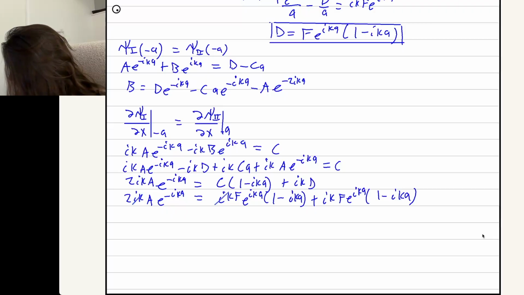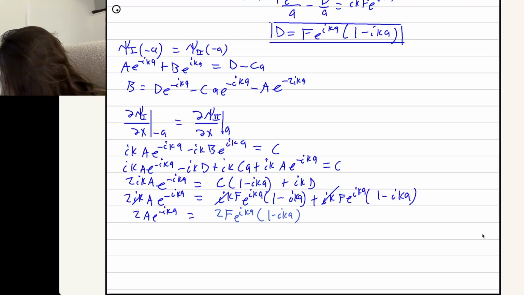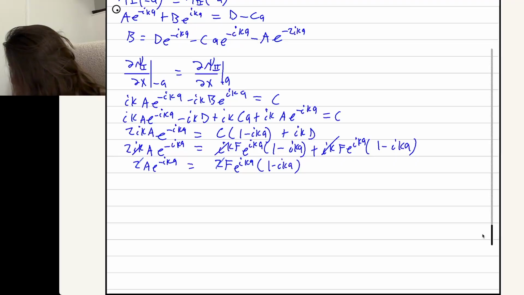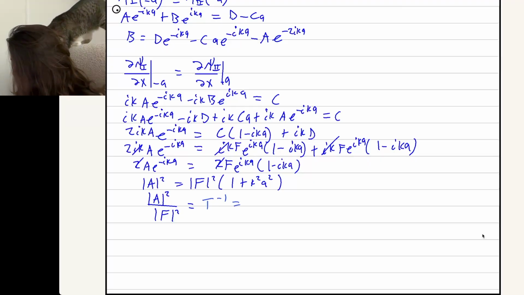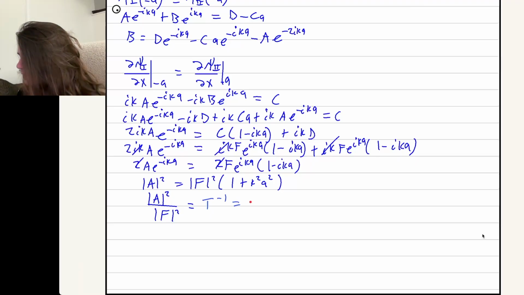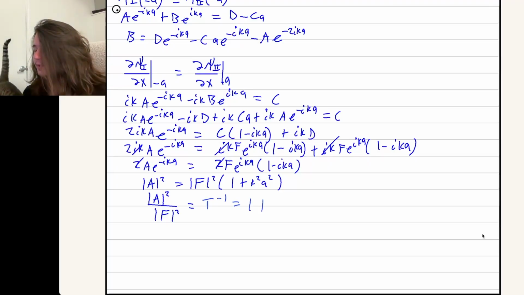The iKs do cancel out, so that's funky. So we have 2A e to the minus iKa equals just 2F e to the iKa times 1 minus iKa. That's good. The 2's also cancel out. We'll take the mod squared of both sides. And so this is going to be just 1 plus k squared a squared. And much like before, we'll just solve for the inverse transmission coefficient, because that's something that Griffiths likes to do, which is going to be 1 plus k squared a squared. And using the definition of k from before, it's 1 plus 2mEa squared over h bar squared.